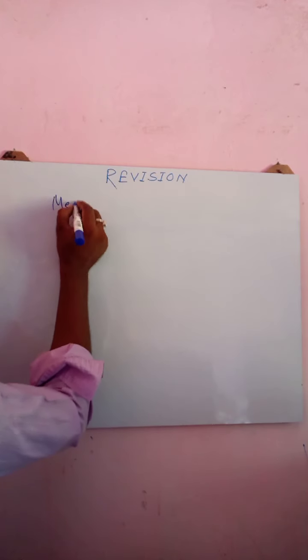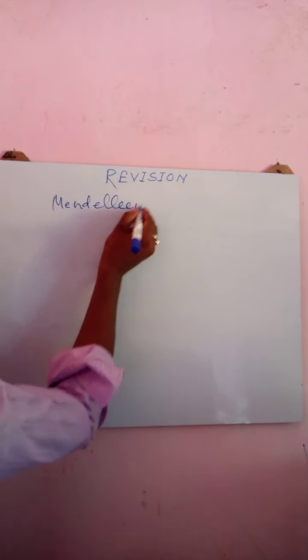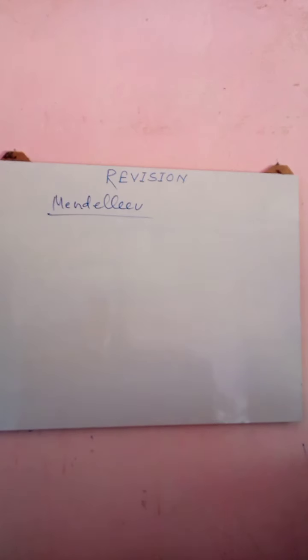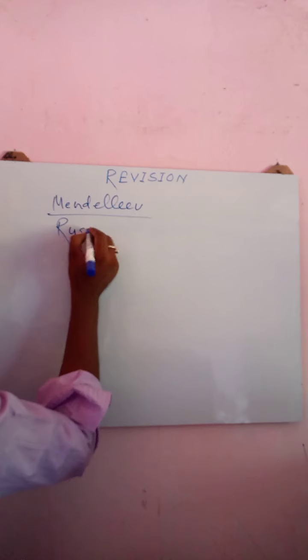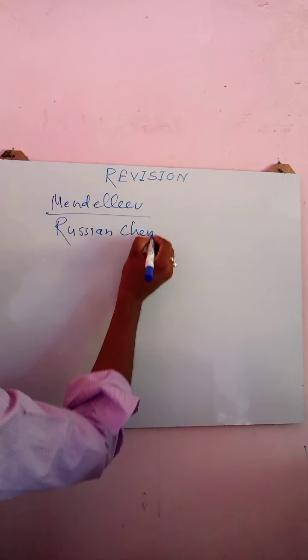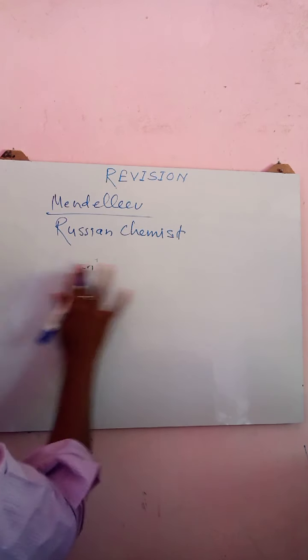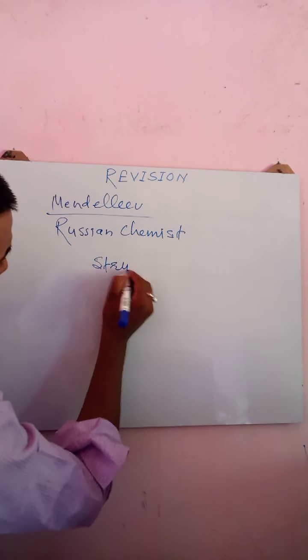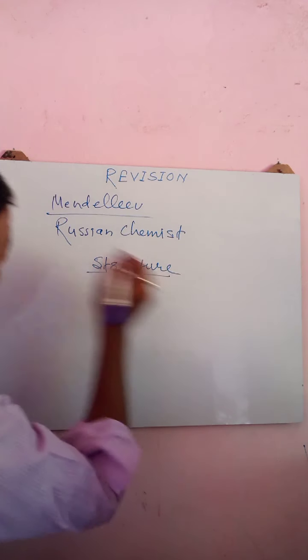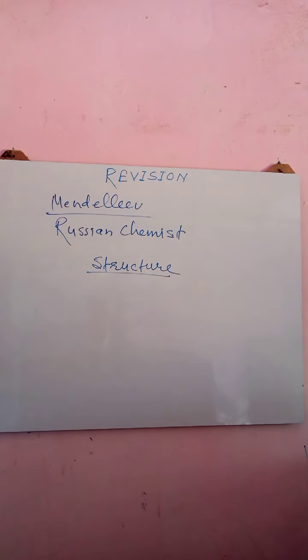Later on, Mendeleev classified the elements. See, Mendeleev was the first person who proposed a proper structure for the periodic table. He was the first scientist. He was a Russian chemist who first proposed a proper structure of the periodic table. So, who first proposed the proper structure of the periodic table? Mendeleev. He was a Russian chemist.